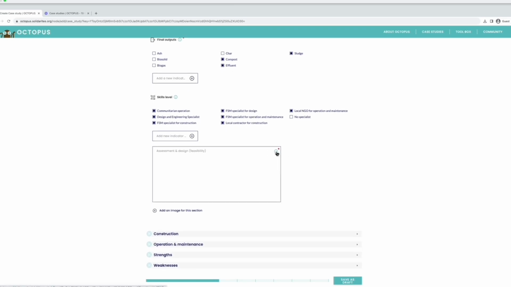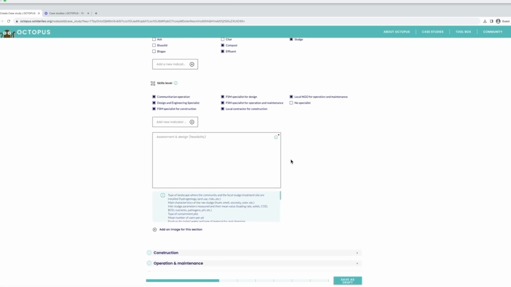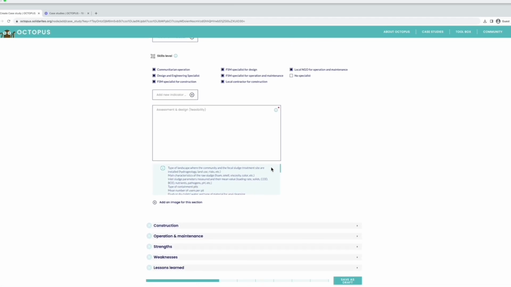Finally, we are required to enter assessment and design information regarding the treatment plant. Information entered here should provide a brief overview of the feasibility of the treatment plant with regards to assessment of the existing setting and the resources available, and the design in accordance with the local context circumstances.